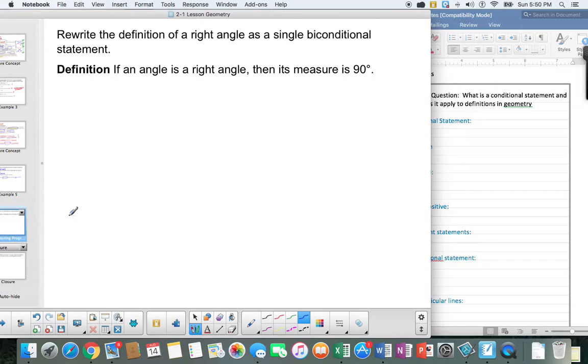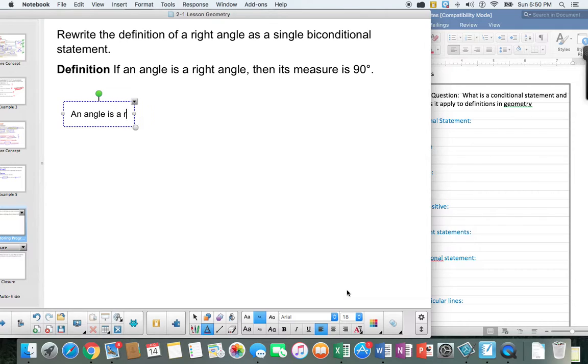Okay, and here we have another opportunity for you to take a definition and write it as a biconditional. Stop the screencast, see if you can write it, and then resume. Okay, so the answer will be, an angle is a right angle if and only if it measures 90 degrees. Again, the phrase if and only if has to be there.